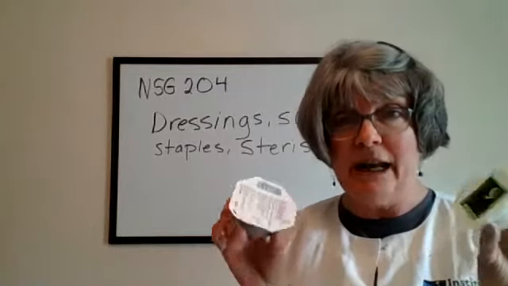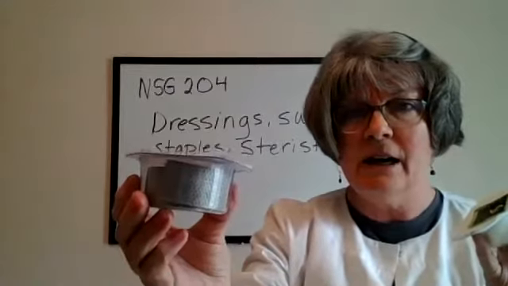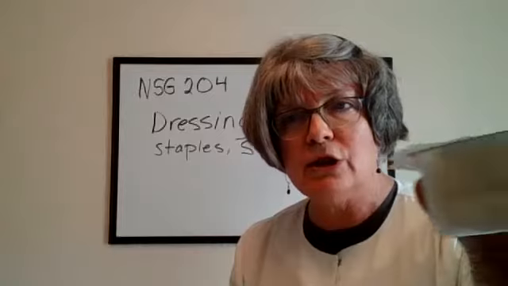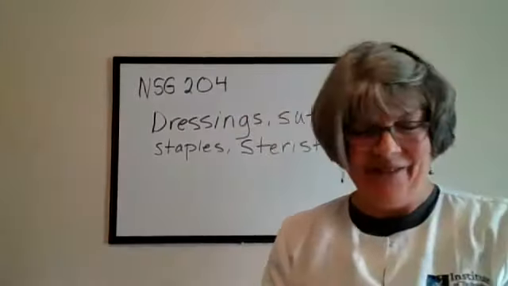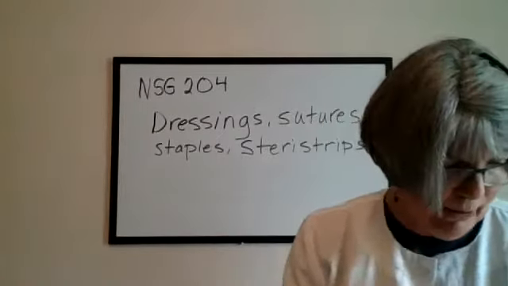So alginate, these are two different kinds. This one has some silver particles in it. It's an antimicrobial, and this one is just, well, blue dot. And this one is just an alginate that is an absorbing material.